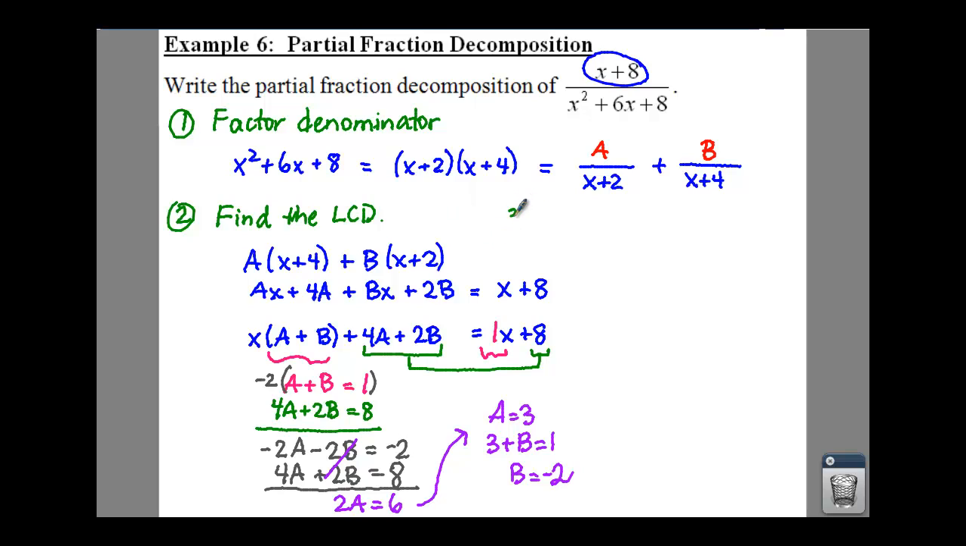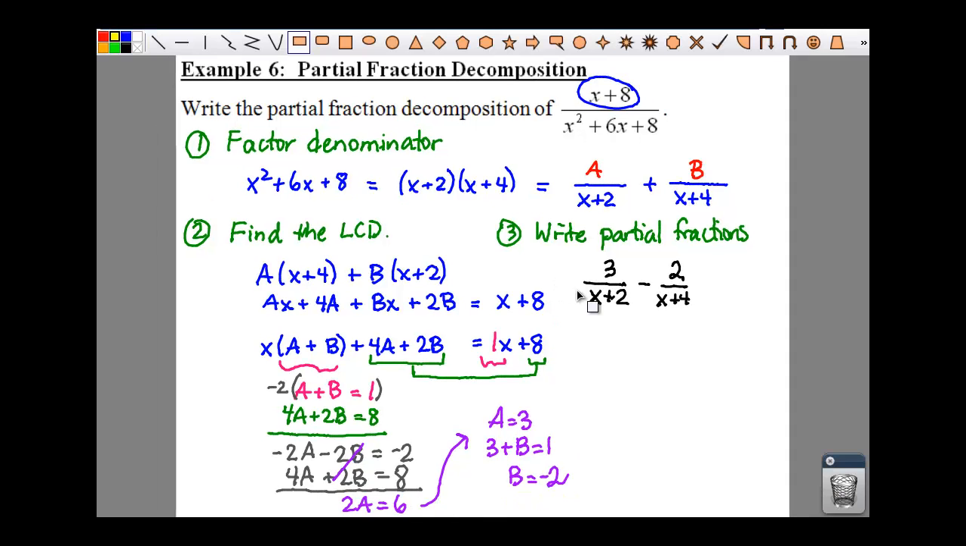So your third step, finally, is just to write your decomposition, or your partial fractions. So our final answer is going to be a, which is 3 over x plus 2. And you either put a plus and -2, or you put a -2 over x plus 4. Either way will work. And that is how you write a partial fraction decomposition.